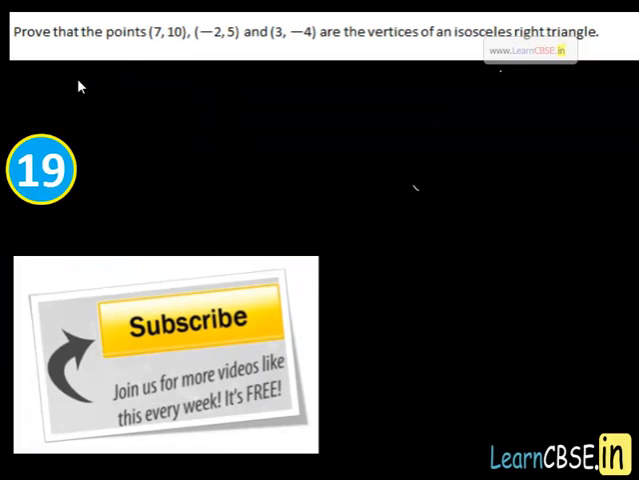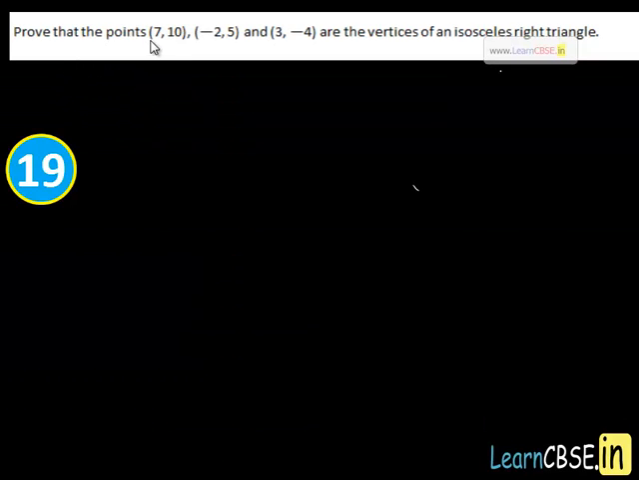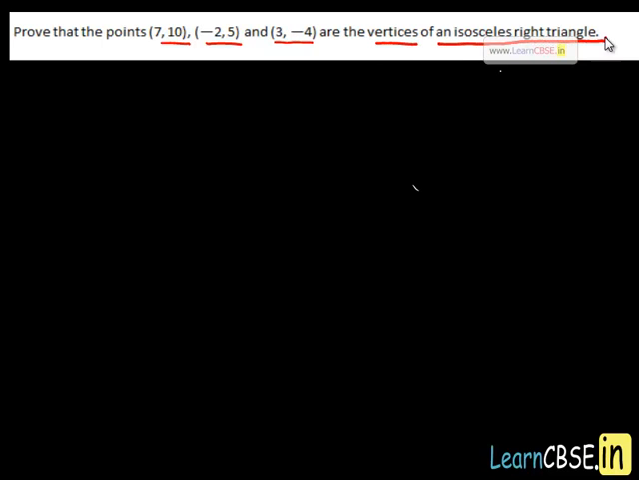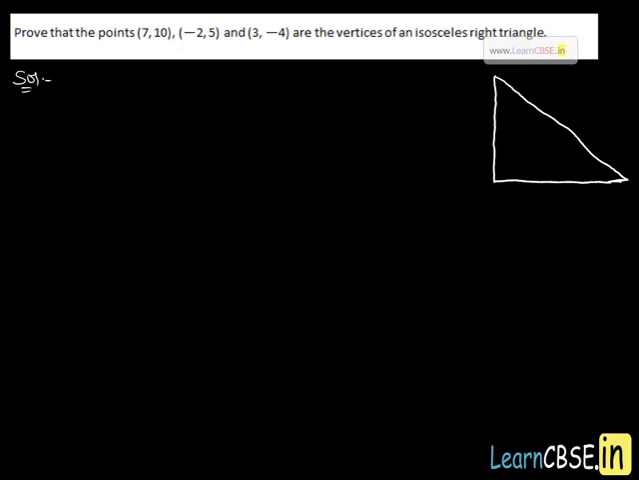Let's move to the next question. In this question, we have to prove that the points (7, 10), (-2, 5) and (3, -4) are the vertices of an isosceles right angle triangle. Let's work out the problem. Let us consider an isosceles right angle triangle. Let A, B, C be the given points. Then we have A is (7, 10), B is (-2, 5) and C is (3, -4). We have to prove A, B, C are the vertices of isosceles right angle triangle.